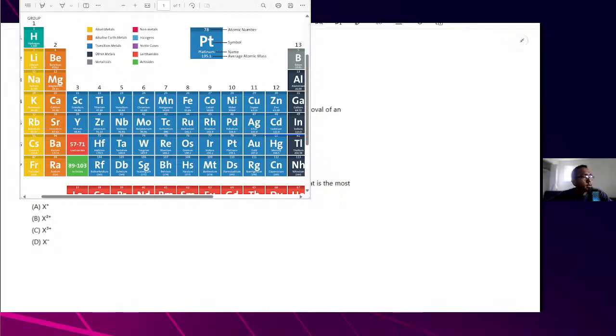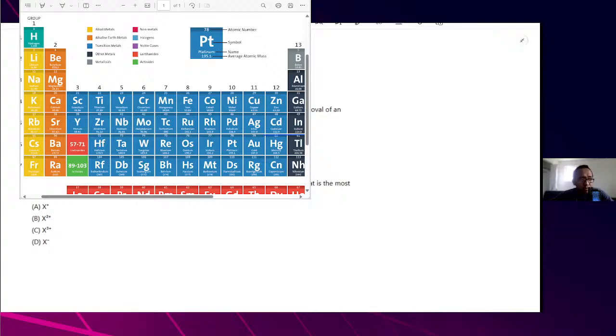So yeah, let's take a look at another question. When the species F minus, Na plus and Ne are arranged in order of increasing energy for removal of an electron, what is the correct order? So arrange these species by how much energy it takes to remove an electron, from least to greatest.